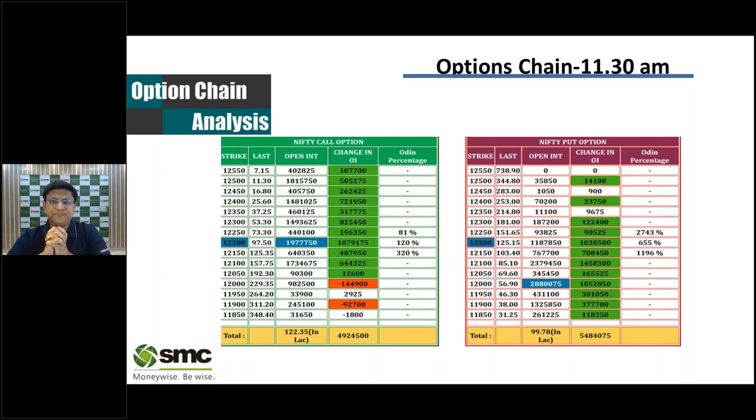Point number 1 is: what do you think, say 100 people are trading in the option segment, do 90% make money or only 10% make money and 90% lose money? Just think: in option trading, if you analyze the data, 90% of traders lose money and only 10% make money. Do you agree with this or not? Most of you would agree that in the option market 90% lose money and 10% make money, correct?